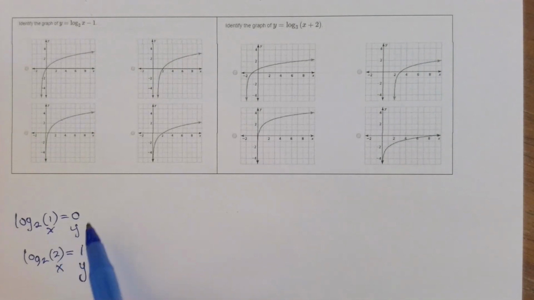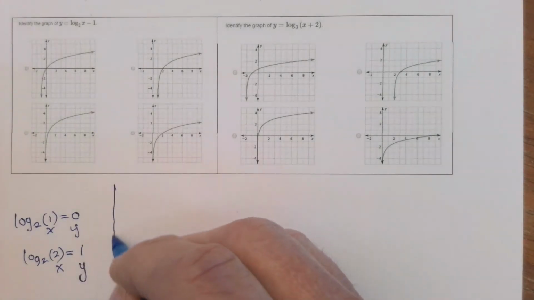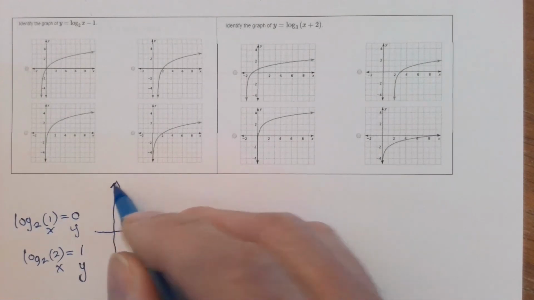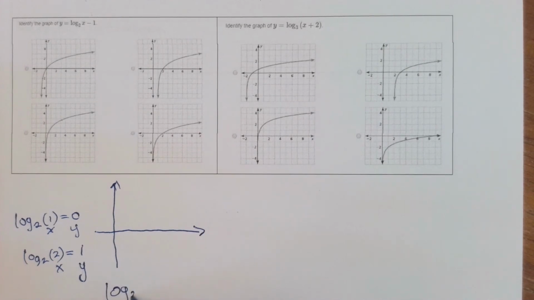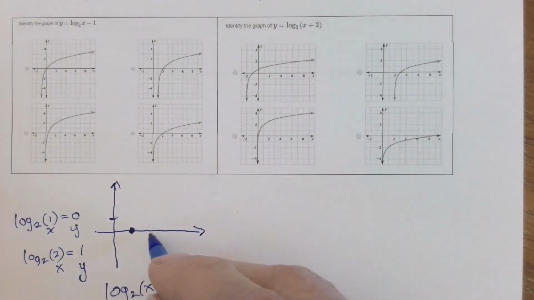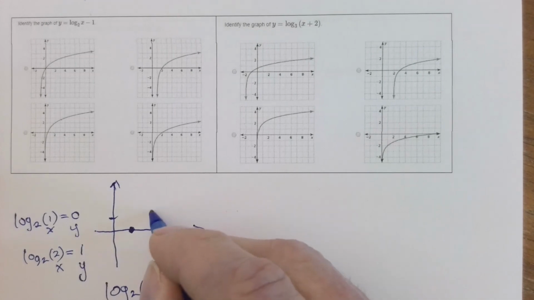And you look for a graph that's got the point 2, 1. Well, you're not going to find it, and that's because there's something else going on here. So let me quickly sketch a graph of base 2 log of x. It should go through the point 1, 0, right here, and it should go through the point 2, 1, right here.